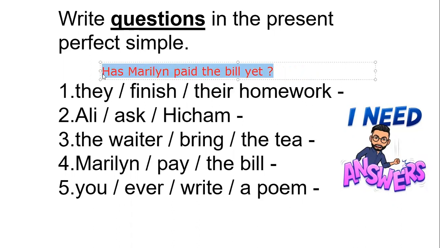And the last one, you ever write a poem? Have you written ever poem? Is it this? No, teacher. What? Have plus subject plus ever plus past participle. Let's see. Have you ever written a poem? Right? Like this? Very good.